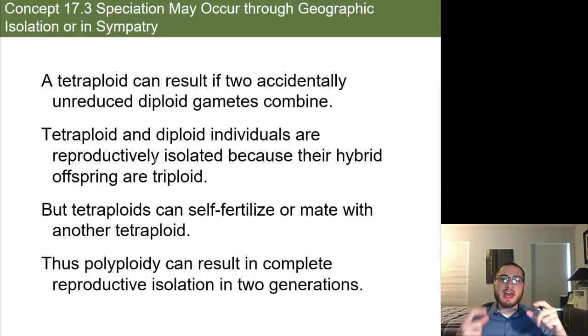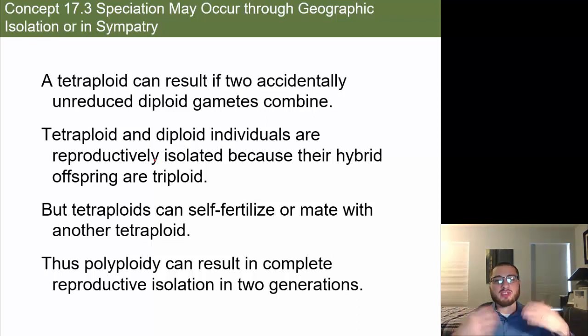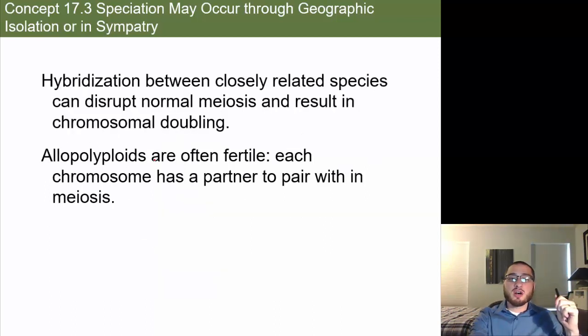Organisms are supposed to only contribute half of their genetic information. So you get half from the mother, half from the father. Well, now one of them is giving the full amount instead of half, and you're creating this tetraploid. Tetraploid and diploid individuals are reproductively isolated because their hybrid offspring are going to be triploid, which makes it even more complicated for the genetics to mix. But also tetraploids can self-fertilize or mate with another tetraploid. Thus polyploidy can result in complete reproductive isolation in two different generations.